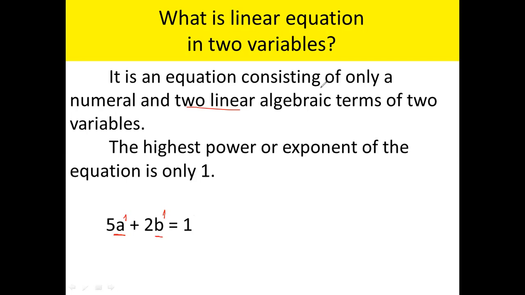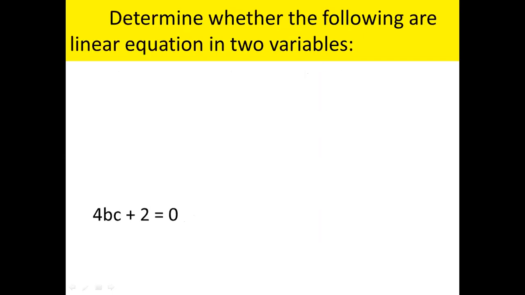All right. Another example we have here. 3x plus 2y equals 7. So again, it is a linear equation in two variables, x and y. All right. So let us test ourselves on this. Determine whether the following are linear equation in two variables. 4bc plus 2 equals 0. Is this a linear equation in two variables?